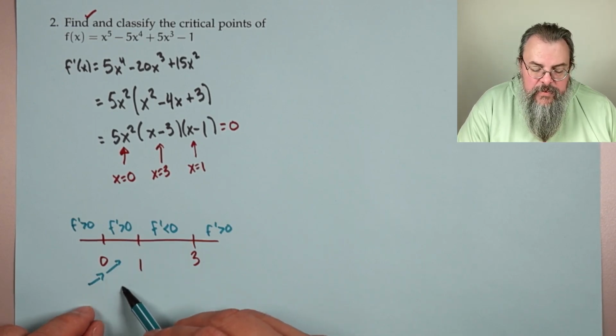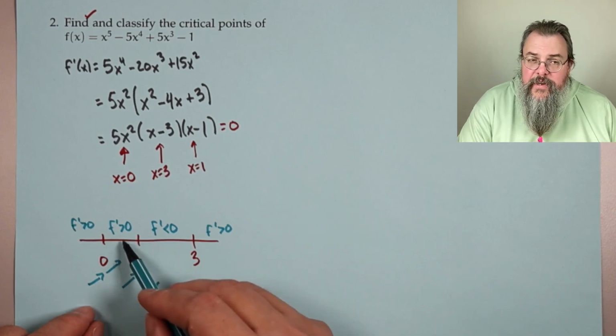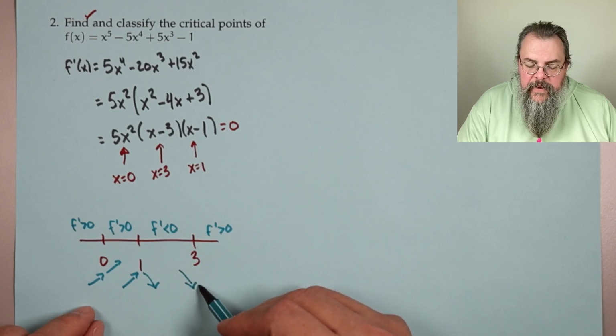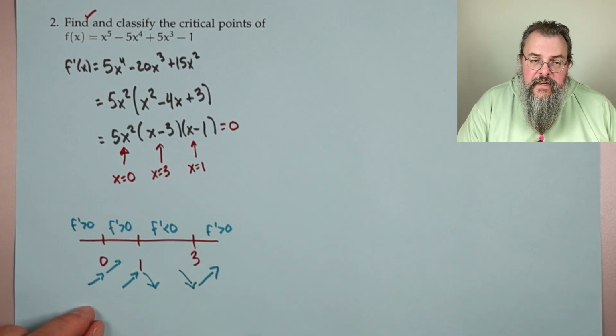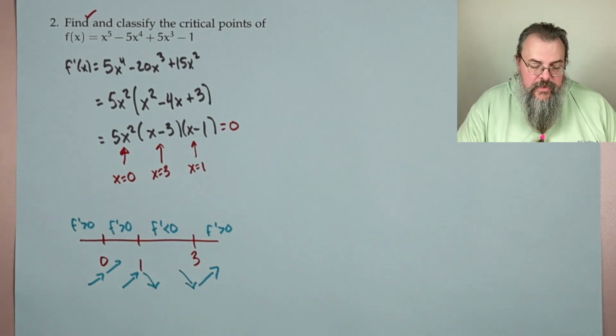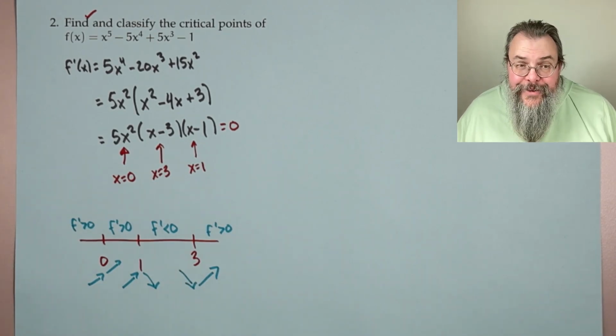And now at 1, before 1, we're going up. After 1, we're going down, because the signs are telling us. At 3, before 3, we're going down. After 3, we're going up. And now we see, aha, we can read off the answers. So let's write down our final answers.